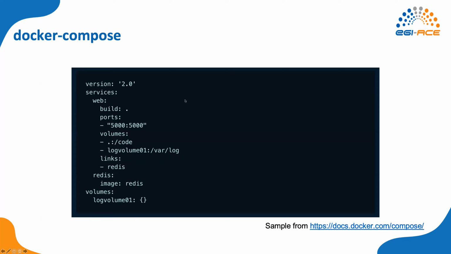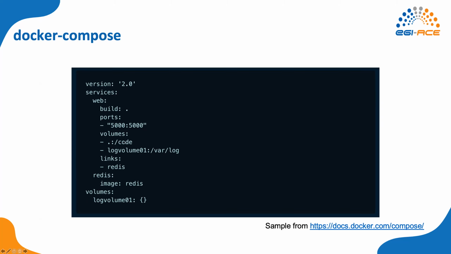Again, this is very simplistic, and just an example taken from the Docker pages. This is saying, well, services, the different containers I want to run. I have two here. One is called web, another is called Redis. The web one will be built from a Dockerfile that is available in the current directory, and it will expose port 5000 to the outside world.